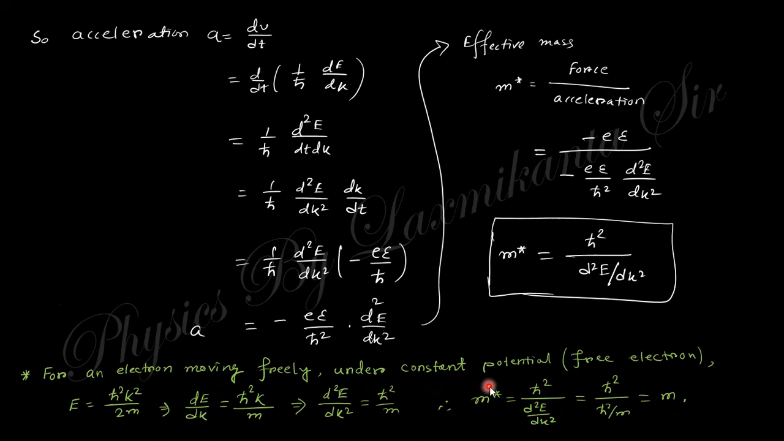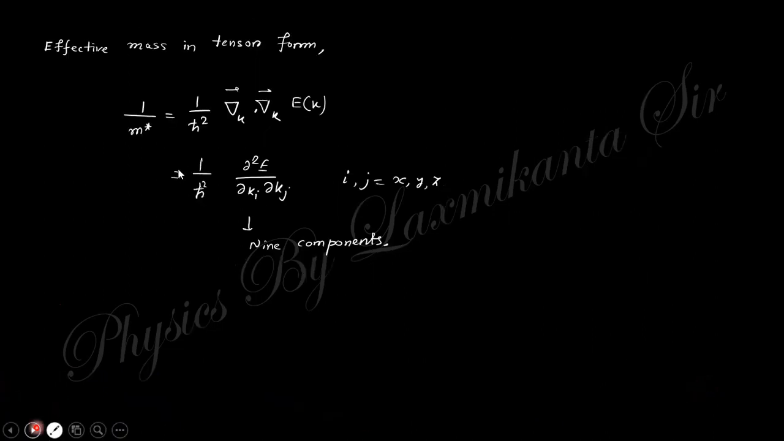But in the case of a free electron, that is no potential, E equals this one, so d2E by dk2 equals like that. If you put this value, you will get the effective mass equal to the rest mass. And in tensor form, this effective mass can be written like that. There are 9 components present here. So this is the notation where the effective mass can be expressed in tensor form.